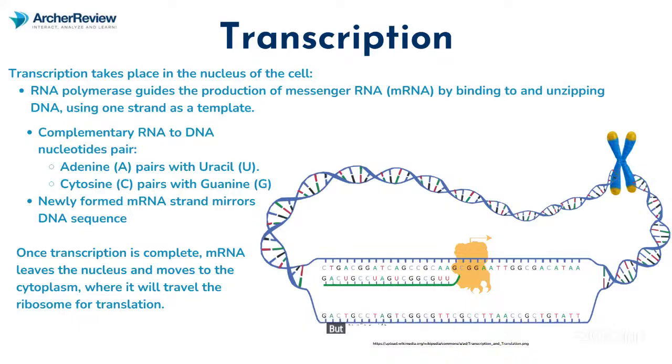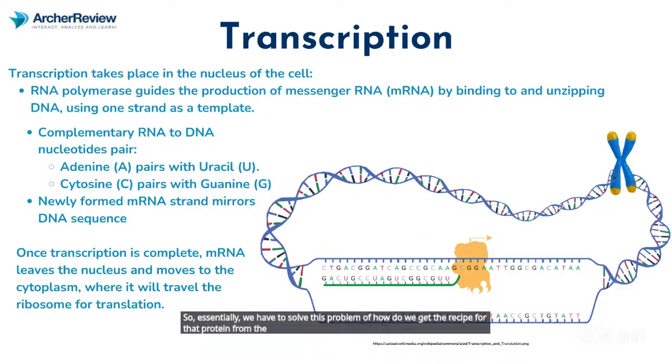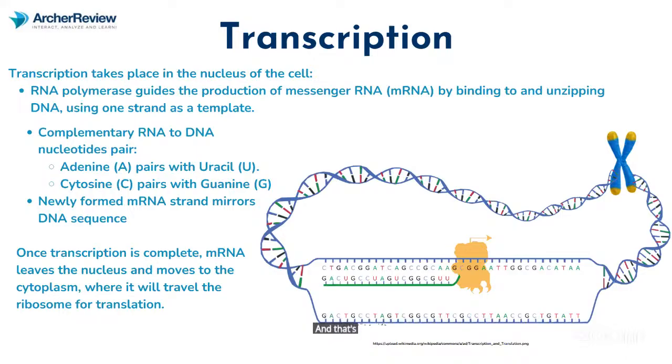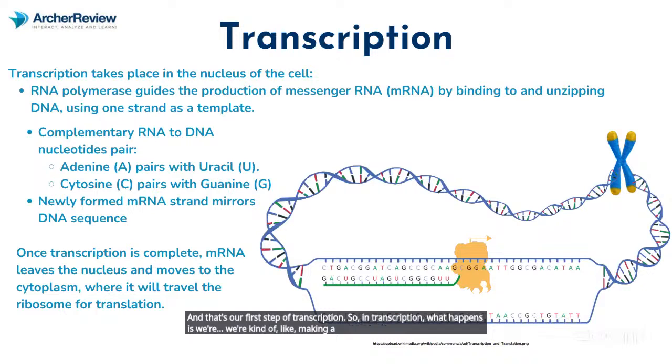But we have a problem. We have the instructions on DNA to build a protein, and the protein has to be built on the ribosome out in the cytoplasm. So essentially, we have to solve this problem of how do we get the recipe for that protein from the nucleus out to the ribosome? And that's our first step of transcription. So in transcription, what happens is we're kind of like making a photocopy of the particular instructions we need so we can take it out to the ribosome.